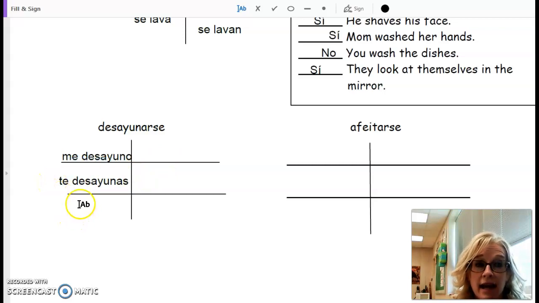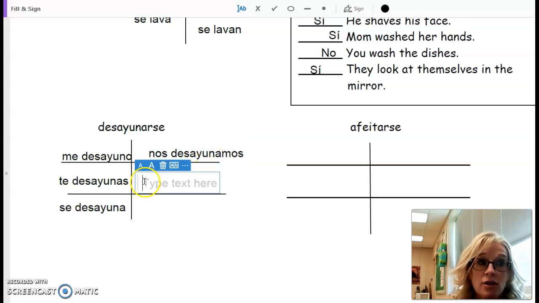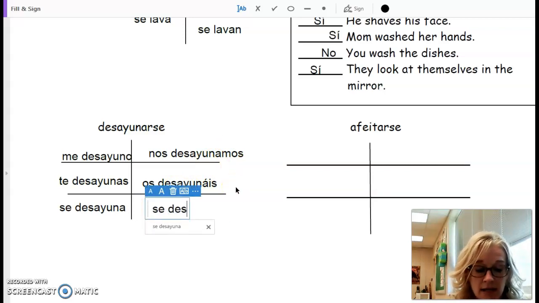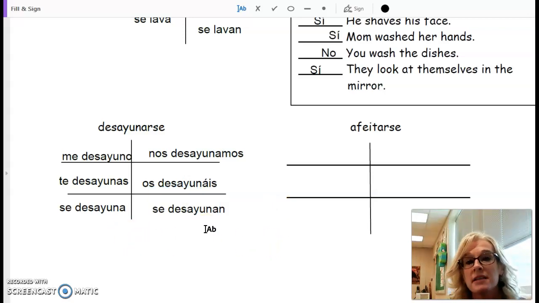O, as, a, se desayuna. He or she feeds breakfast to him or herself. Sorry, my voice just went there. We feed ourselves breakfast. Nos desayunamos. Y'all feed breakfast to y'all's selves, os desayunáis, don't forget that accent over the A. And finally, they feed breakfast to themselves, se desayunan. Again, same endings you know from Spanish 1. O and as and a, amos and áis and an. Now I've just added the reflexive pronoun at the beginning. You guys already knew how to do this.